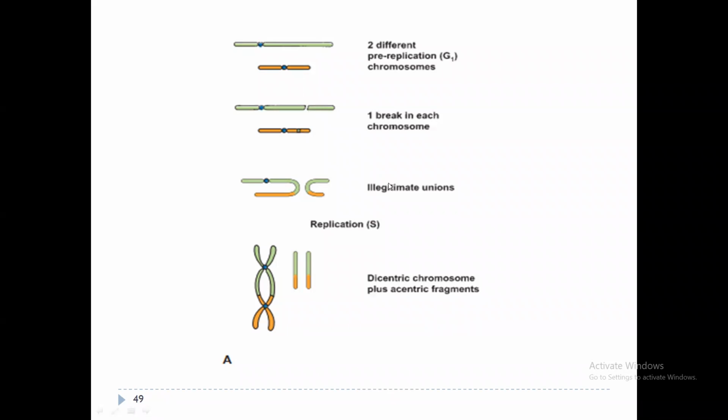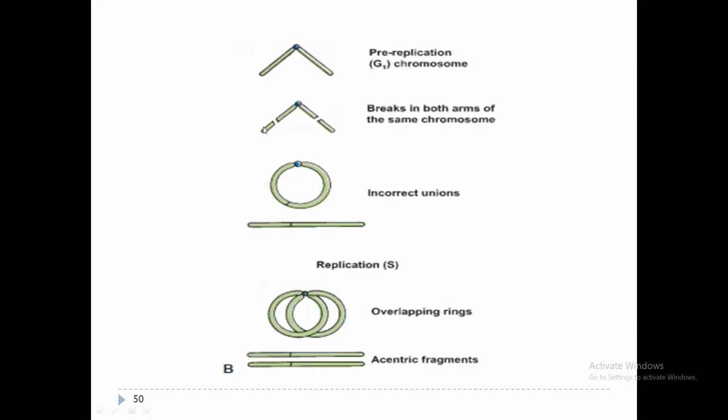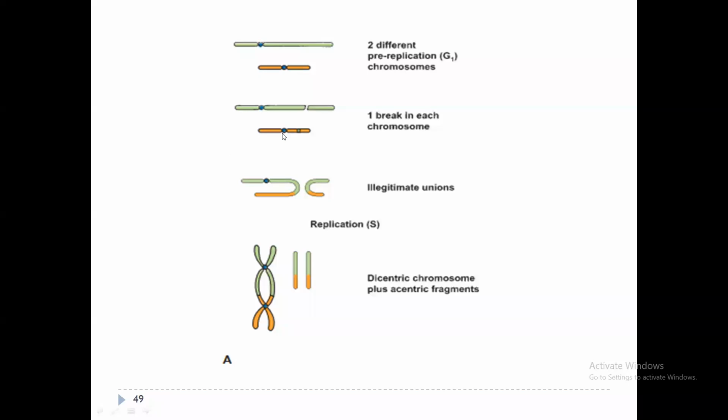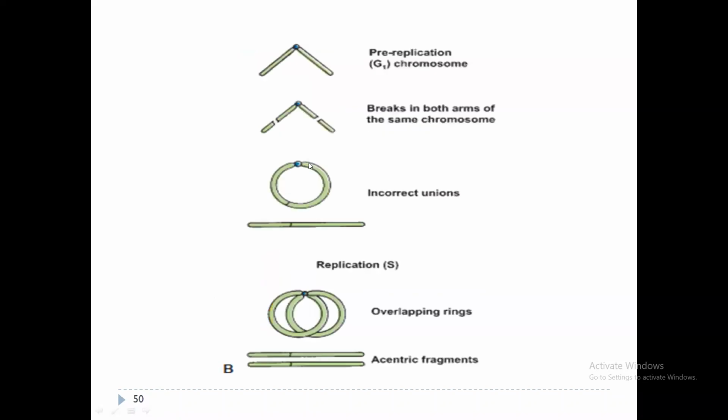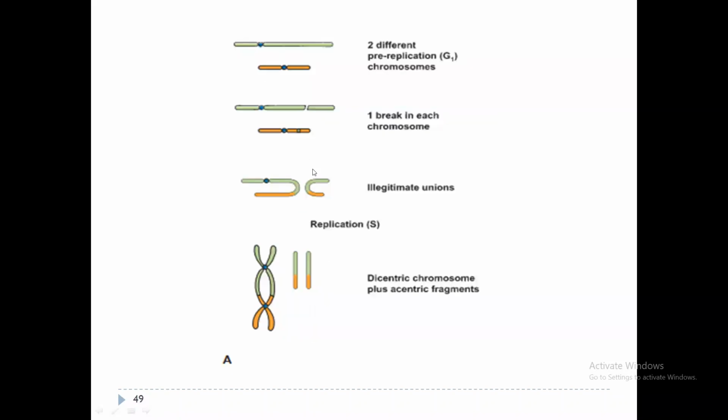Now there will be an illegitimate union. This chromosome attaches with this part of this chromosome, and the remaining part attaches with the remaining part of that other chromosome. So finally a structure like this will be formed. Here in this picture it should have two centromeres, because one centromere of this chromosome and one centromere of this chromosome. So here it should have two centromeres, while this portion will be acentric. This is acentric since it does not have any centromere.